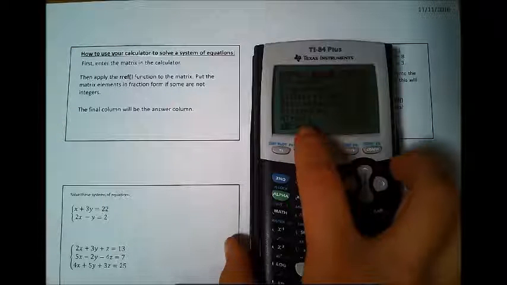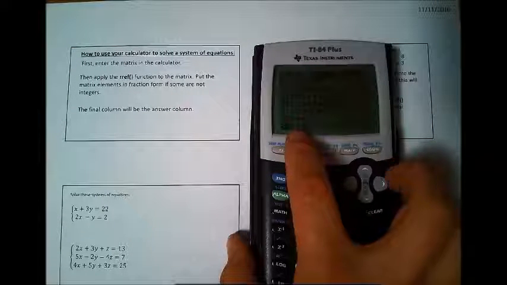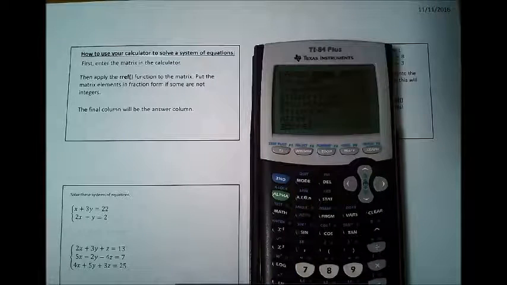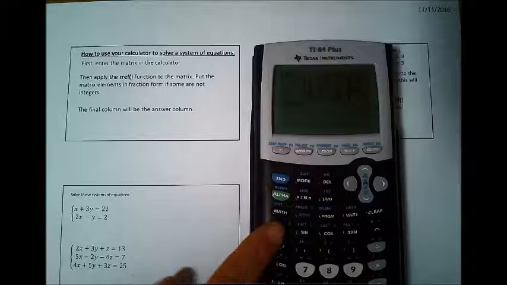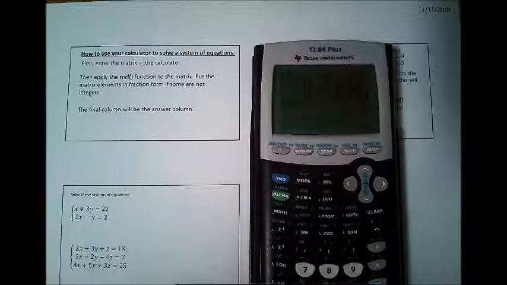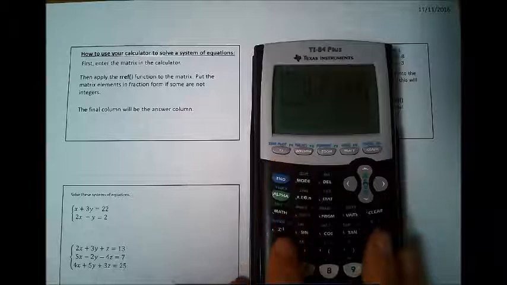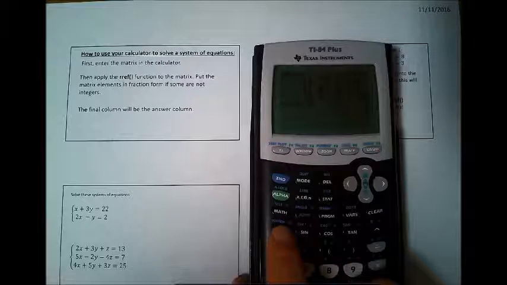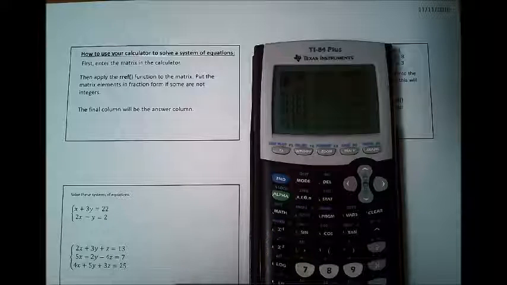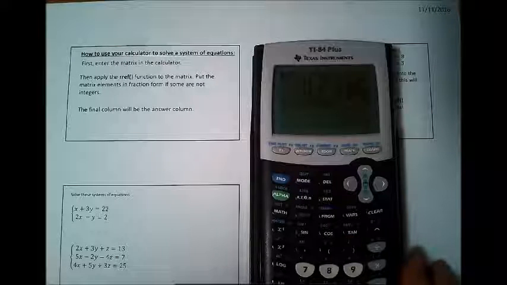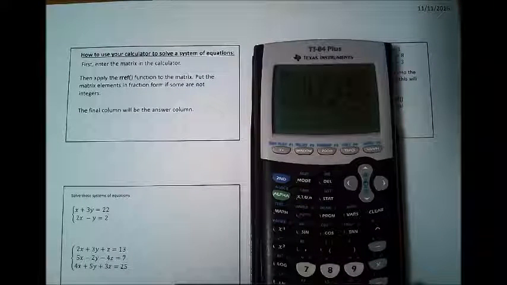See how it has 2 R's? It's RREF. Do not do REF because that won't give you the right answer. You want RREF. Or RREF if you want to not sound like a barky dog. So you hit RREF, and then you say, well, what do I want to do reduced row echelon form on? And the answer is you want to do that on matrix A. So second matrix, and this time again, we just want to say matrix A, so you hit enter, so that it says RREF matrix A. Then hit enter.